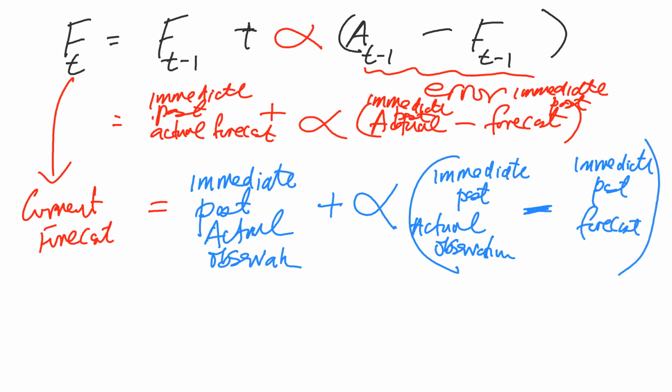Now, you would get your immediate past actual observation from the table. Where would you get your immediate past forecast from? That's a good question. You would either be told what it is, or you may actually have to figure it out for yourself by using what we call the naive method. To begin with, we will be told what it is. So we're going to work a problem where we apply the exponential smoothing methodology.